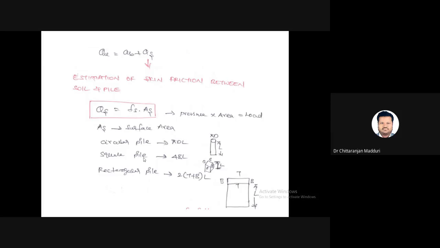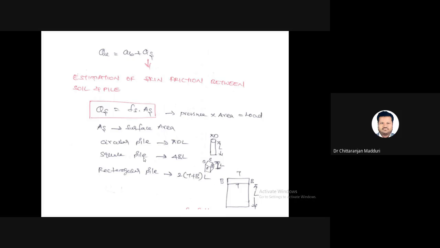So again coming to the basic equation, ultimate load carrying capacity equals QB plus QS. Estimation of skin friction between the soil and pile. So QS is equal to skin friction pressure into area. AS is known as surface area. For a circular pile, it is pi d into L. For a square pile, it is 4b into L.